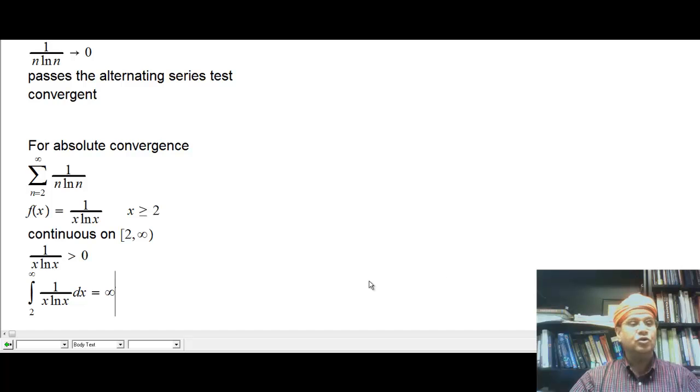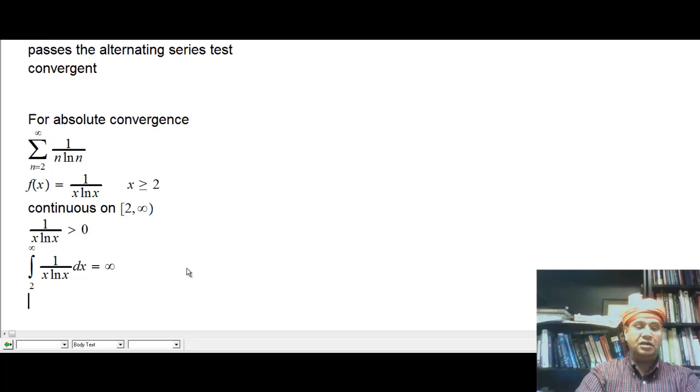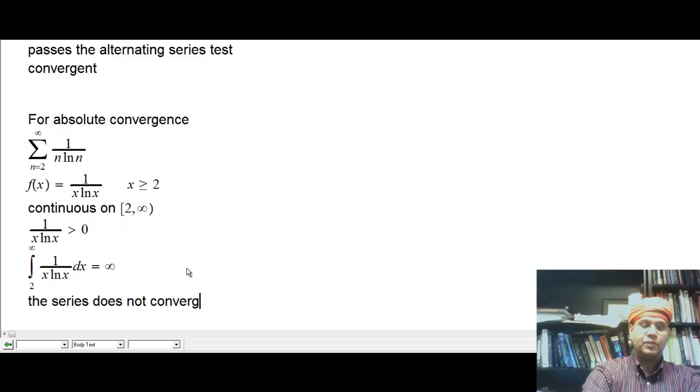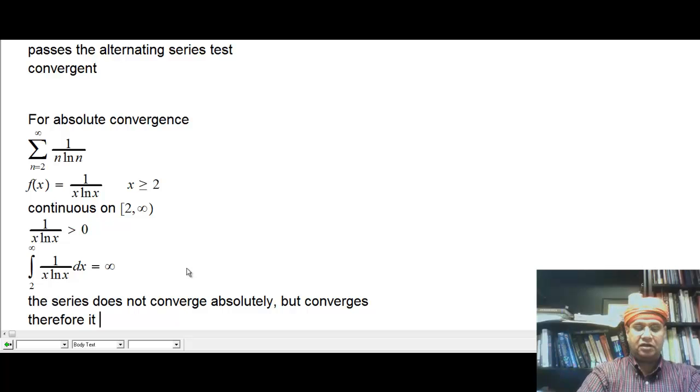Makes sense? So what happens? The series does not converge absolutely, right? Okay, but it converges, so you call it conditionally convergent. So therefore it converges conditionally, right? Makes sense?